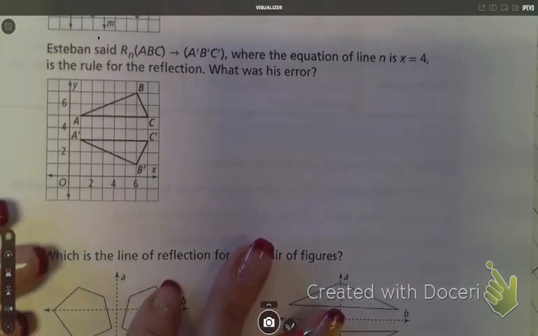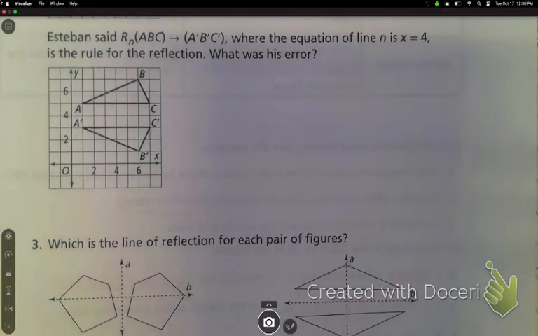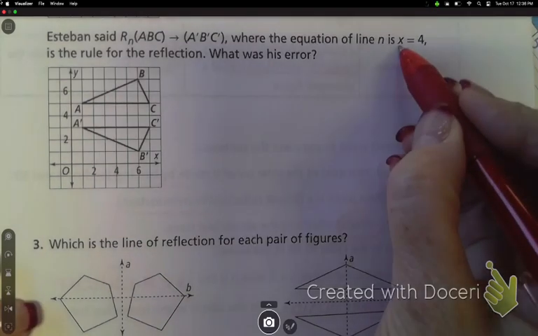So on the bottom, it says the equation x equals 4 is the rule for the reflection. What's the error? Okay, x equals 4 is what kind of a line?